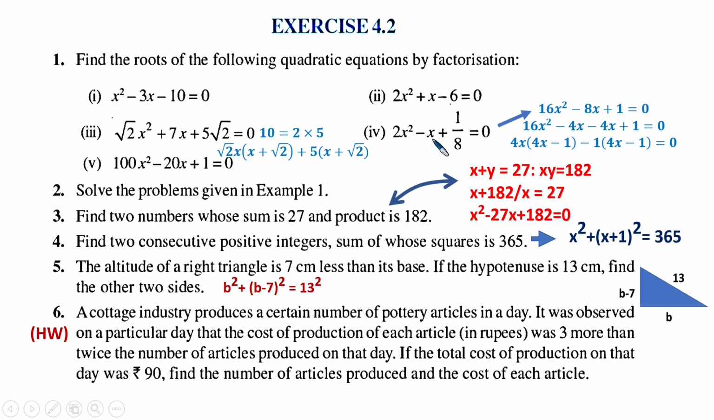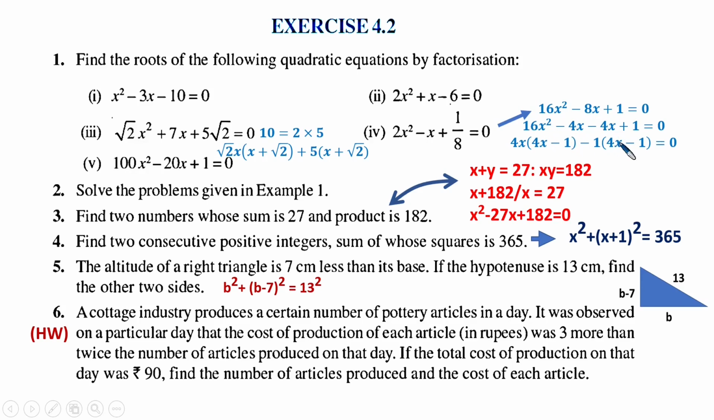Here you see 2x, so I use a trick. I multiply all the terms by 8, giving 16x minus 8x plus 1 equals 0. Now the first term and the last term is 16. I know that 4 into 4 is 16 and 4 plus 4 is 8x.